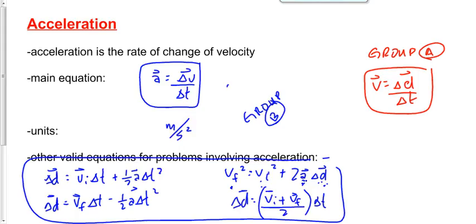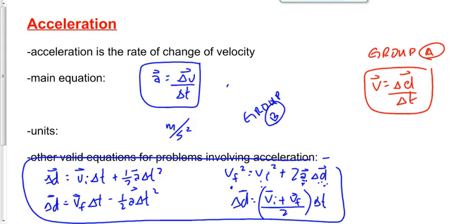So there's no fear here. If you're not sure which one to try first, just pick one. Go with it. If it doesn't work, pick another one. If it doesn't work, pick another one. You can't go wrong. Okay, which one do you think works here? We've got VI, we've got VF, we've got A, we're looking for T. Which one do you want to try?